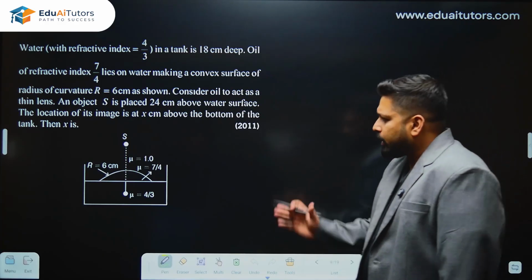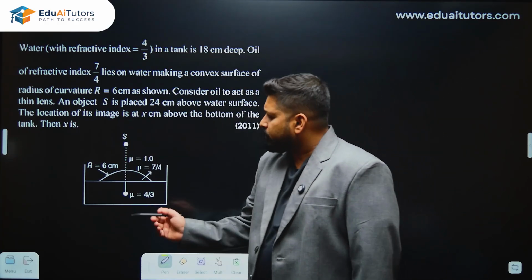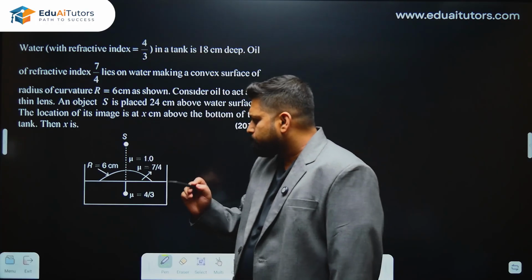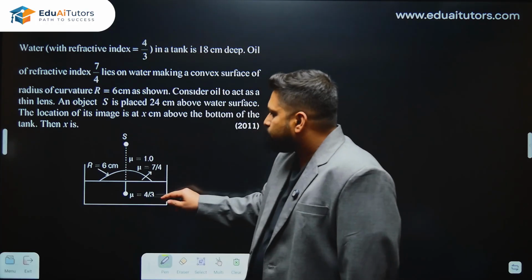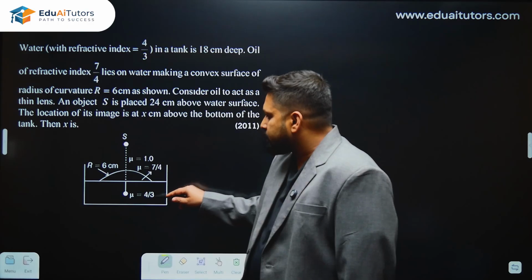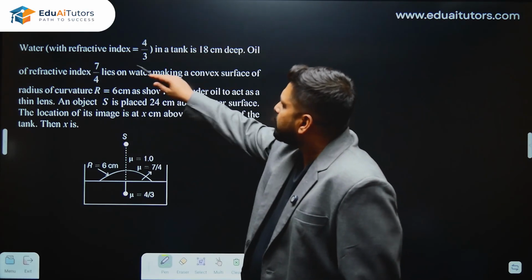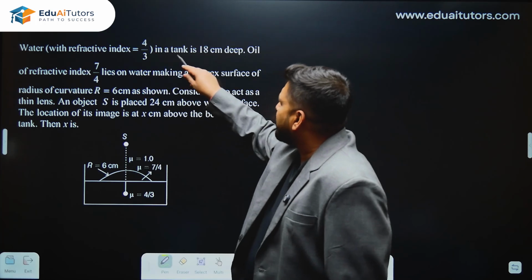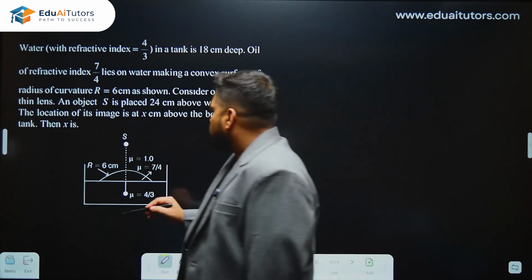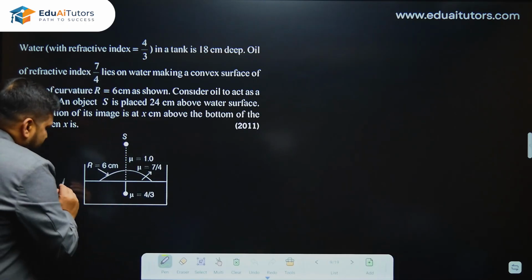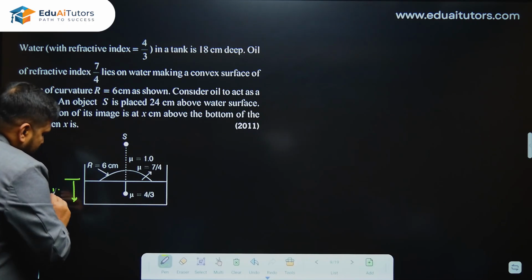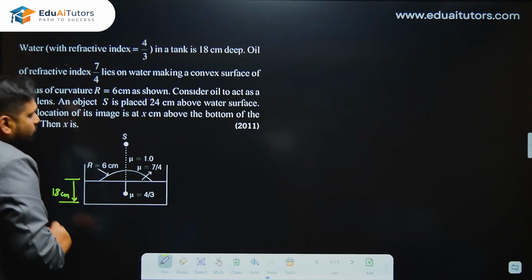See, look at the question, understand the question. There is an object which is located over here. Then you have a tank. The refractive index of the liquid is 4/3. On top of this, there is a water tank. Water with refractive index of 4/3 in a tank of 18 centimeter deep. So this entire depth is given to us. This is 18 centimeter.